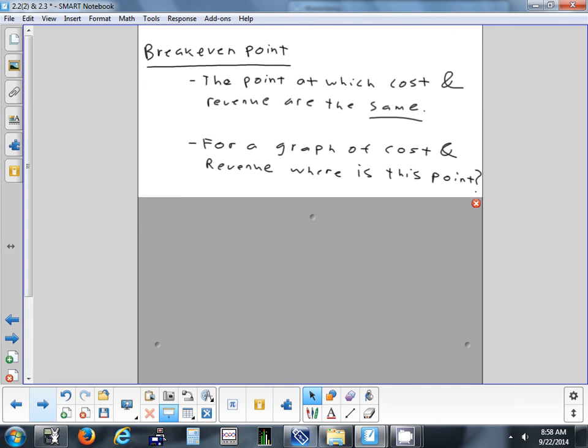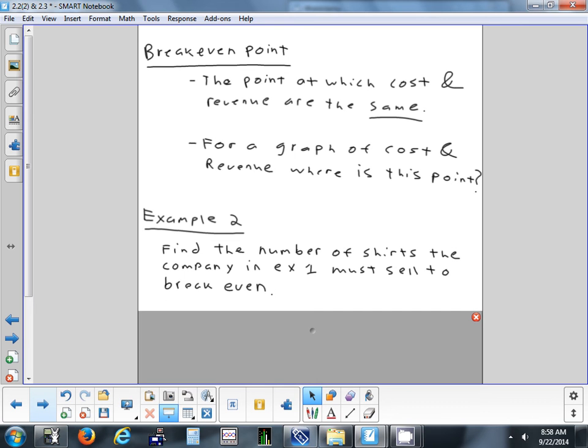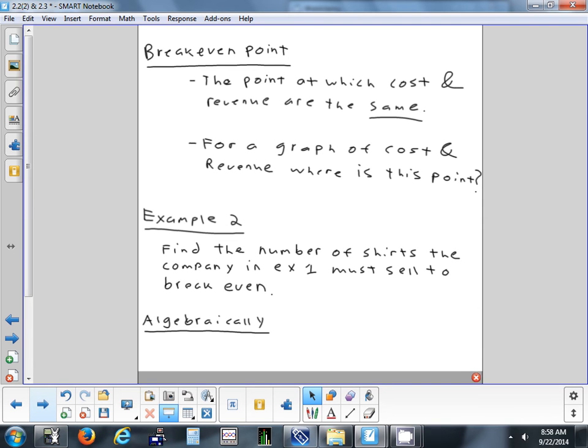Okay, I think we already kind of answered that for a graph of cost and revenue. Where is that point? It's the intersection. Right? It's where they cross. So now example 2, using the example 1, find the number of shirts that we have to sell to break even. Okay, let's do it algebraically first.